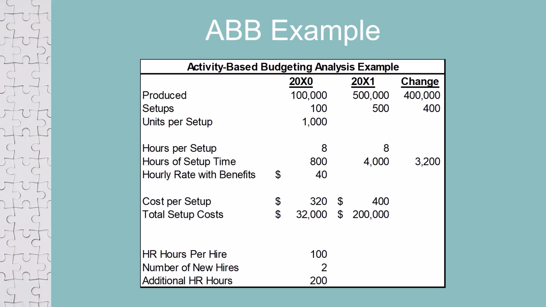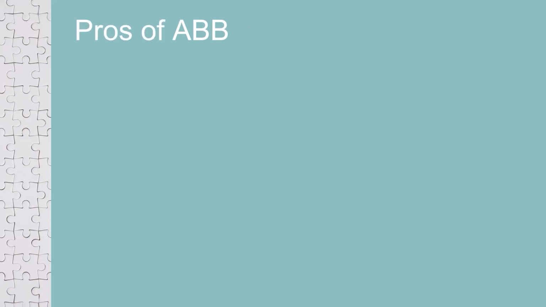The ABC work that calculated the hours per setup, units per setup, hours per new hire allowed the company management to quickly budget the number of new hires needed solely due to the setup. The number of new hires was contingent on capacity assessments of current staffing.